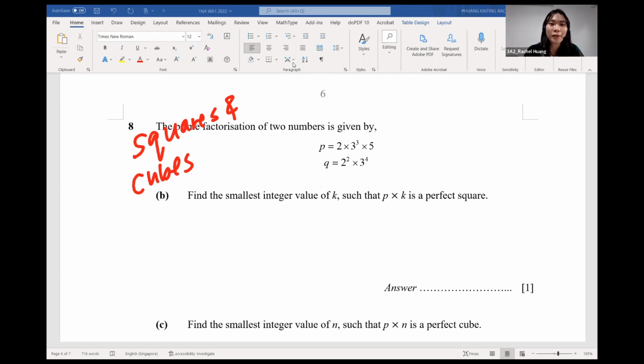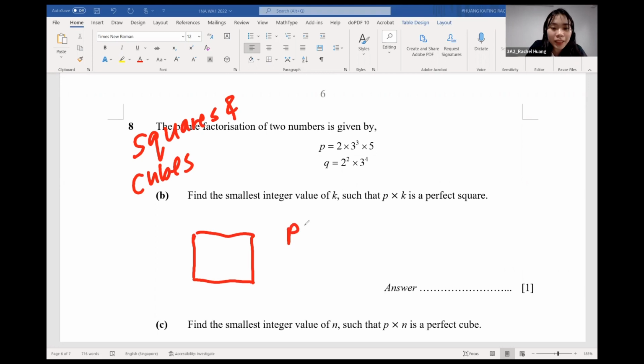Right, the reason why I want to do this video is because I realize a lot of you do not know how to do the perfect square and perfect cube question, which is why I'm going to explain it really quickly right now. Okay, so when they ask you to find the smallest integer k such that p times k is a perfect square, what does this mean?